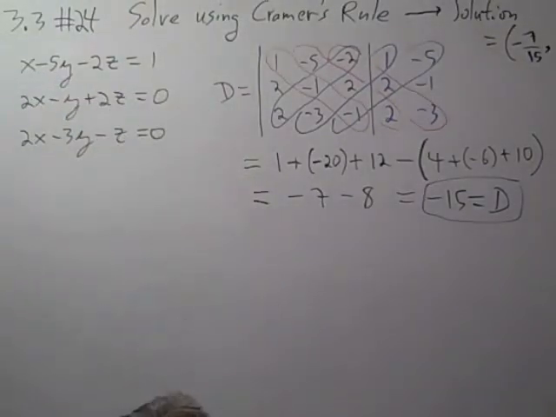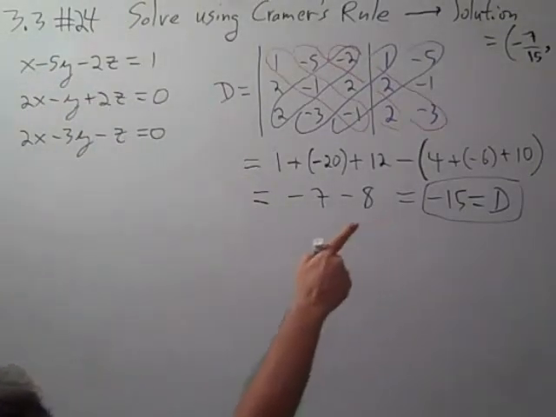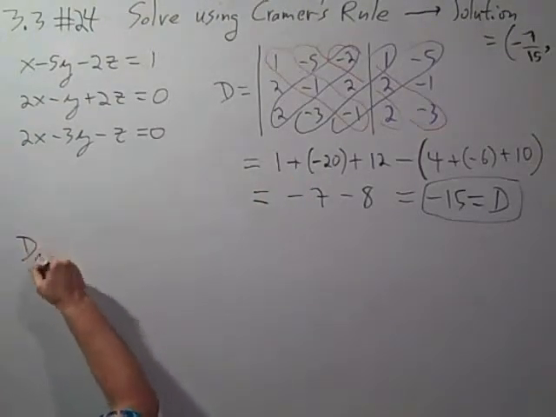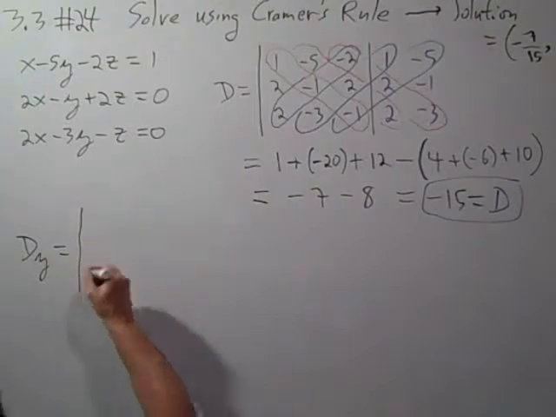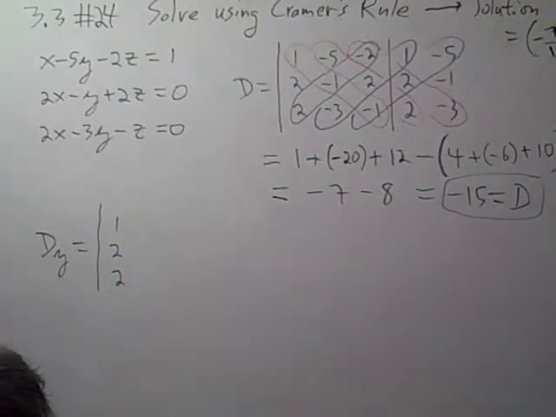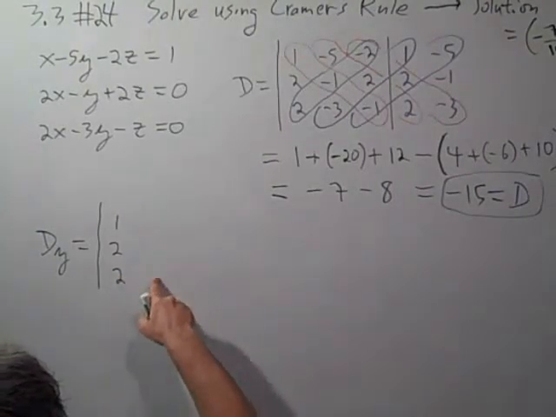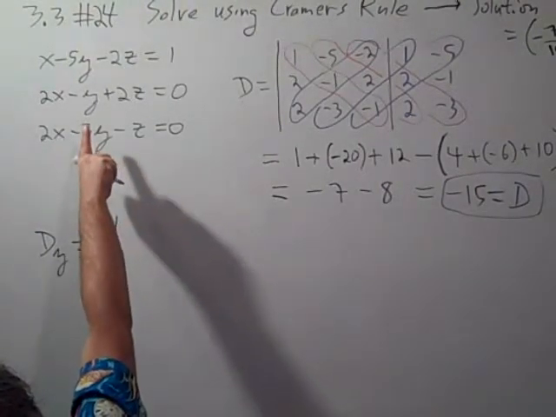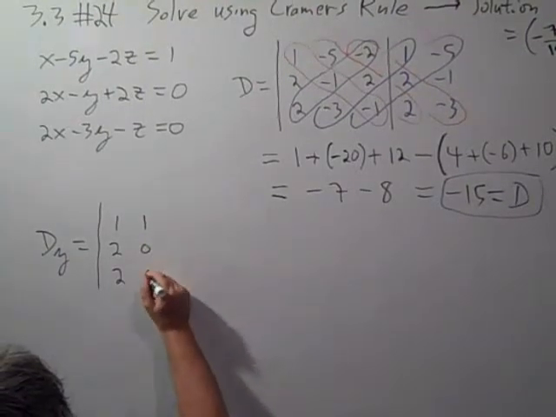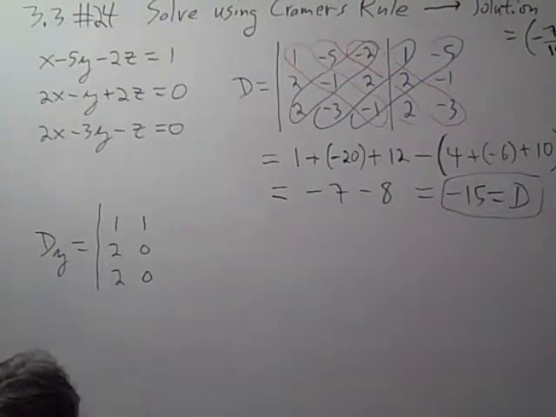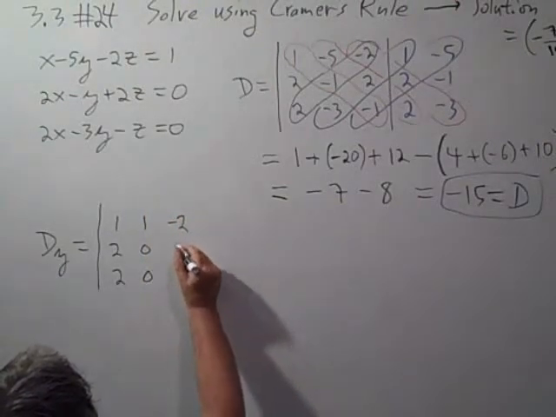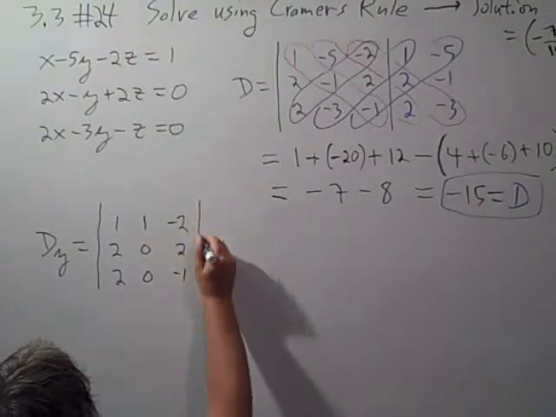Okay, so to find the y solution for this, we need to find the determinant d sub y. It starts off 1, 2, 2, just like the original D matrix did. But the y column, the second column, instead of -5, -1, -3, we use this 1, 0, 0. And we like to see those zeros. That'll make it easy to compute. The third column is the z column, -2, +2, and -1.